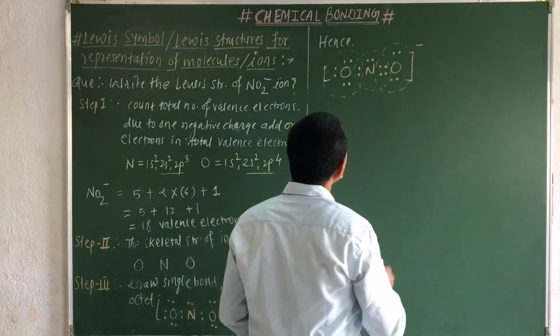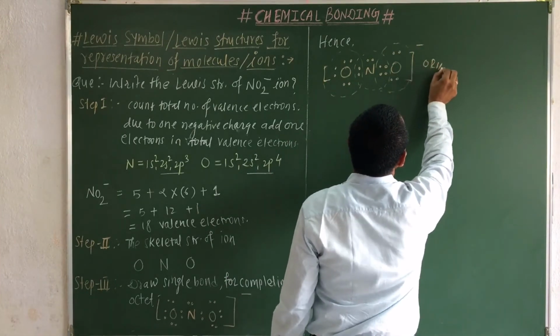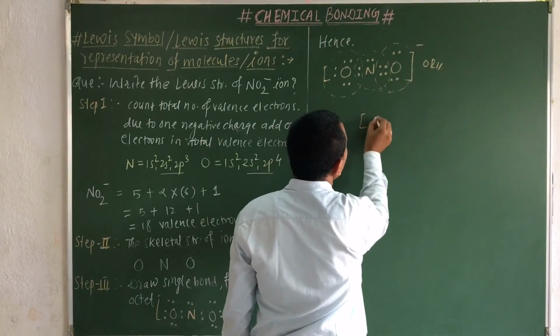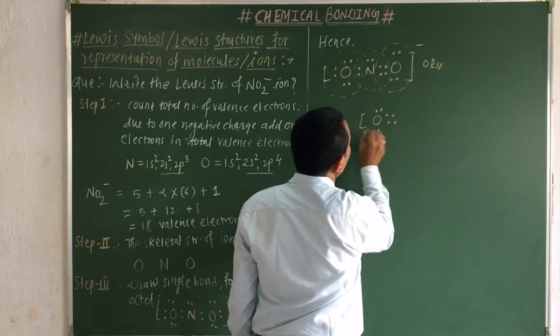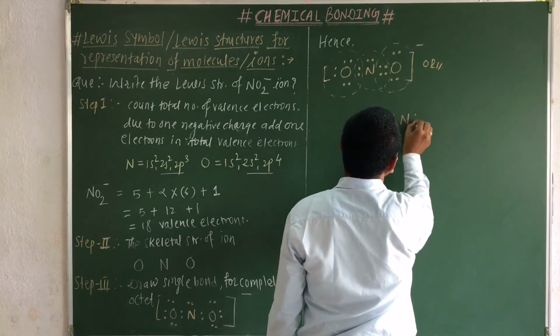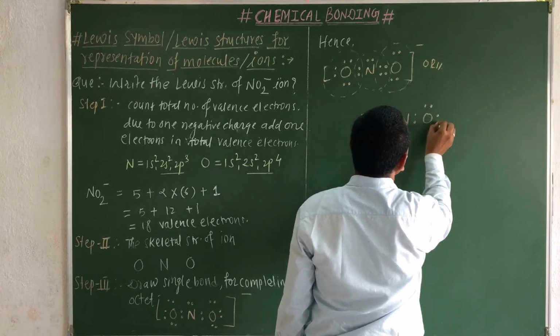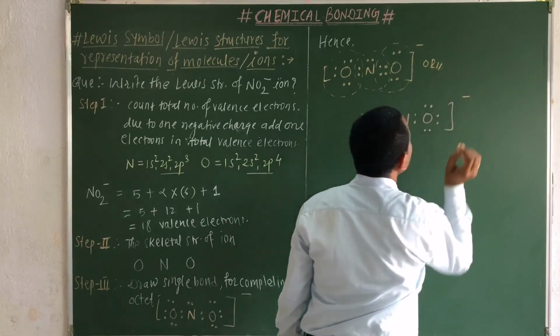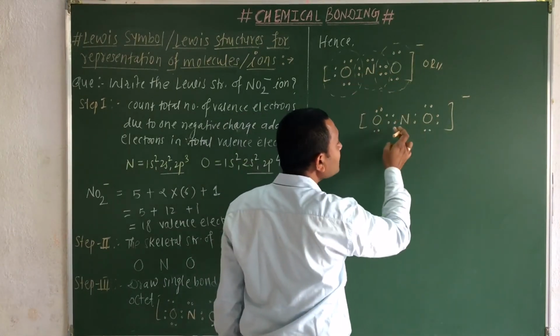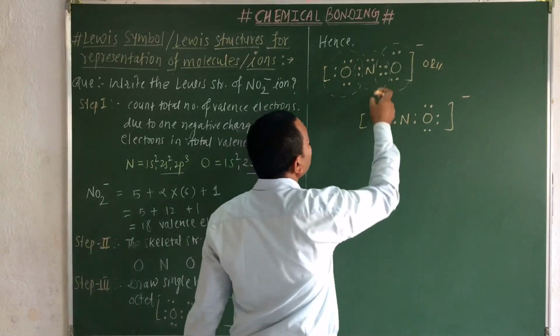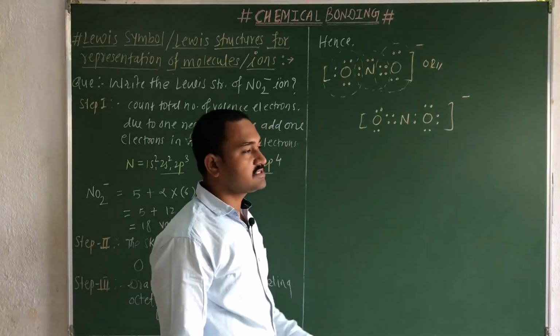You can represent this structure also in such a manner: O, then nitrogen atom with a pair, oxygen, that is the equivalent one. You may show the double bond here or you may show it there, it doesn't matter. Both structures are equivalent structures.